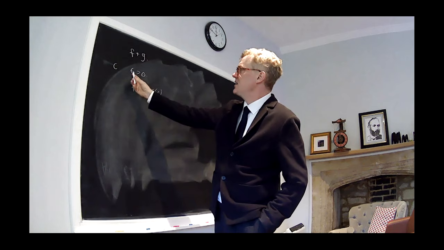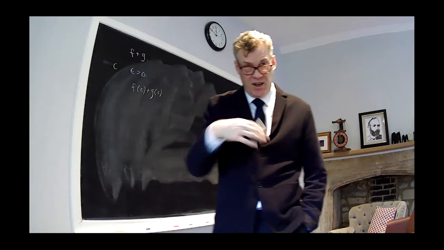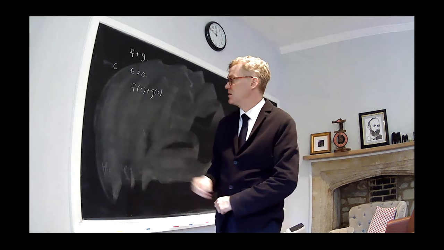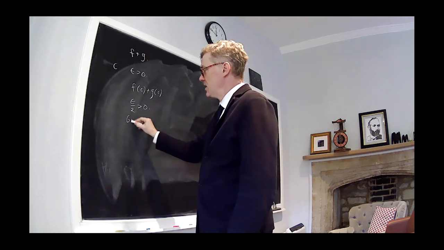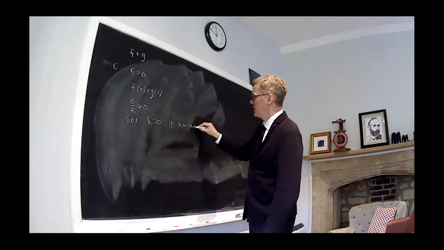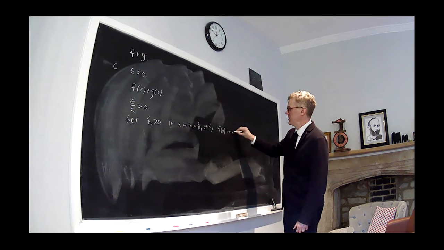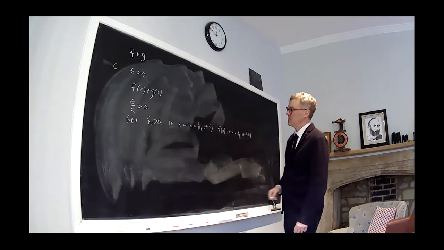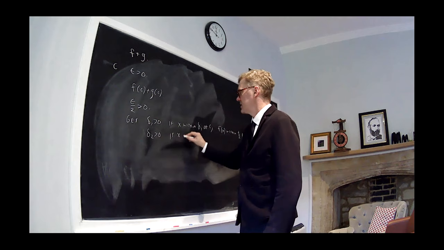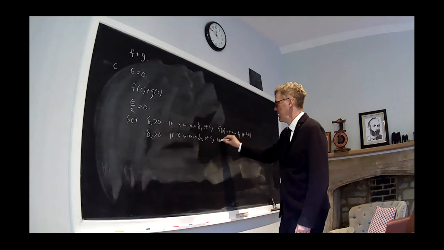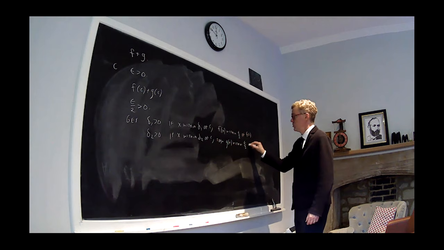So what I'm going to do is take that epsilon and break it in two pieces. I'm going to use half of the error with f and half of the error with g, such that the combined error will still be less than epsilon. If epsilon is positive, then epsilon over 2 is also positive. Because f alone is continuous, we get a delta 1, so that if x is within delta 1 of c, then f of x is within epsilon over 2 of f of c. And similarly, we get a delta 2, so that if x is within delta 2 of c, then g of x is within epsilon over 2 of g of c.